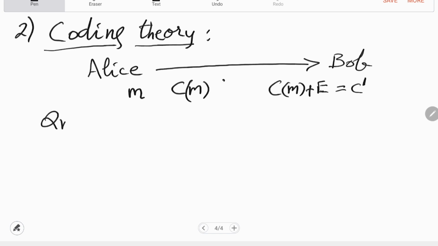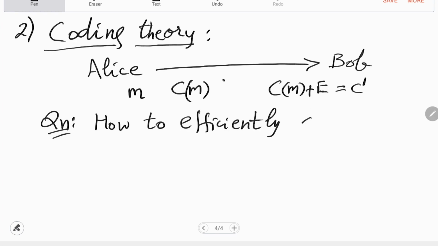So the question here is how to efficiently code. Efficiency here is very important, otherwise you can come up with trivial codes, but you want to do it efficiently. So how to efficiently code M and decode with errors.